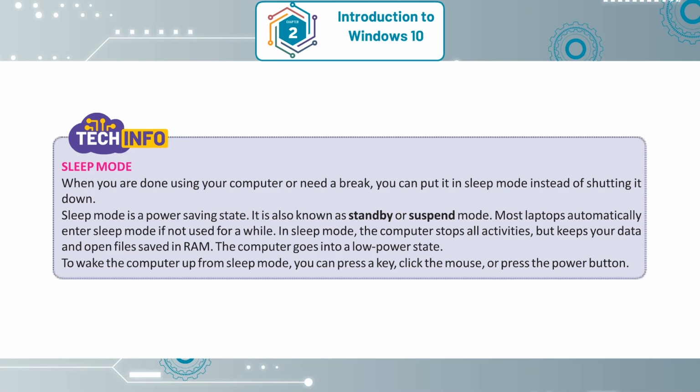Tech info. Sleep mode. When you are done using your computer or need a break, you can put it in sleep mode instead of shutting it down. Sleep mode is a power-saving state. It is also known as standby or suspend mode. Most laptops automatically enter sleep mode if not used for a while. In sleep mode, the computer stops all activities but keeps your data and open files saved in RAM. The computer goes into a low power state. To wake the computer up from sleep mode, you can press a key, click the mouse, or press the power button.